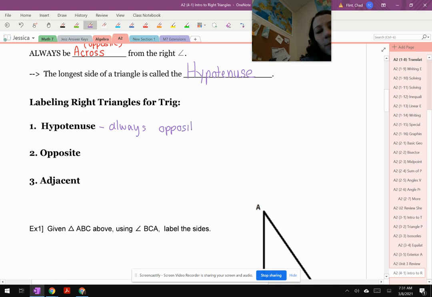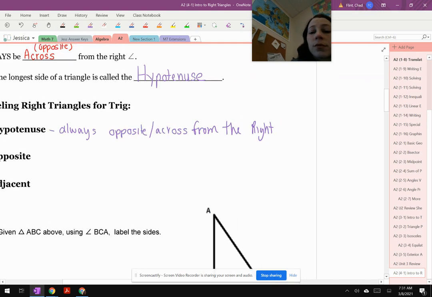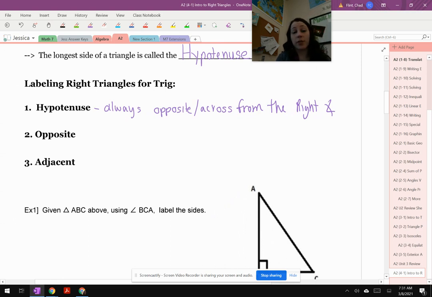opposite or across from the right angle. Always. It's always going to be that way. It's never going to change. The hypotenuse is never going to change.